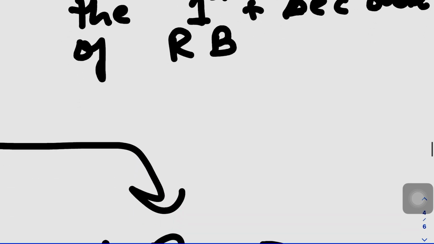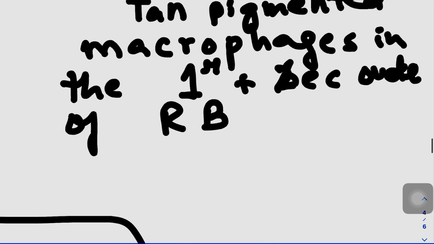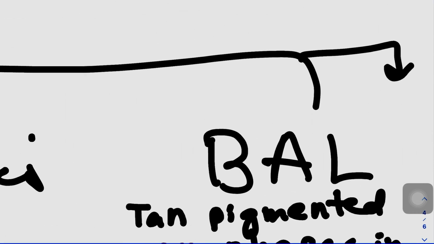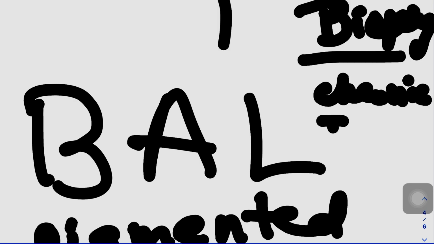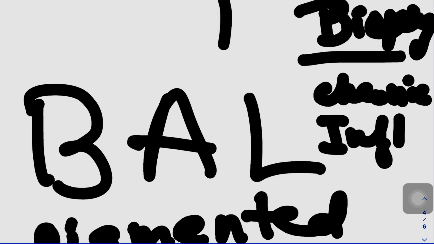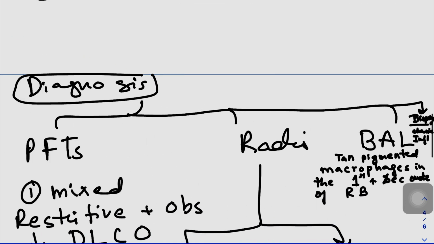Then transbronchial biopsy or surgical lung biopsy. In the biopsy we can similarly find tan pigmented macrophages, some chronic inflammatory cells, histiocytes, lymphocytes, we can find them.